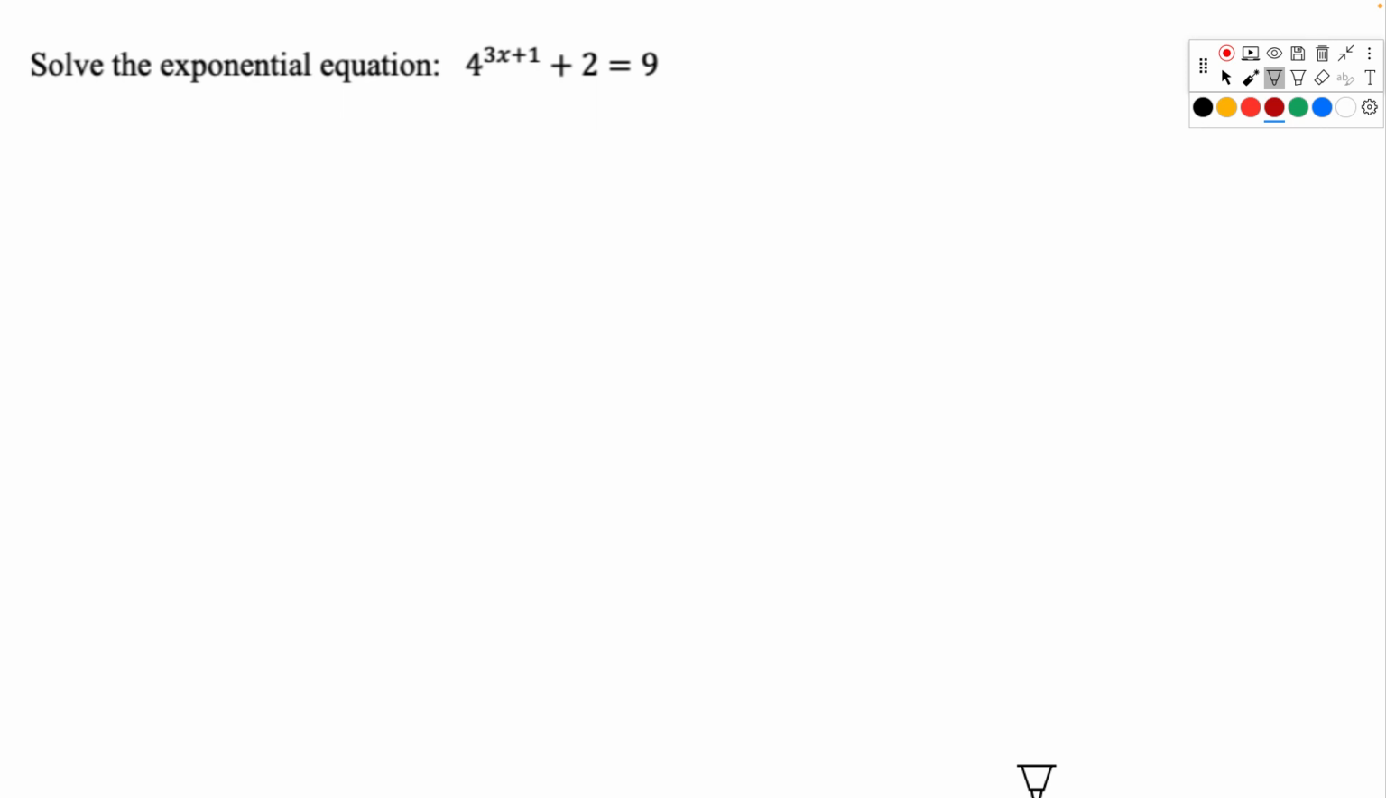Okay, so now we're going to start putting it together with another exponential equation. How would we go about solving this one? Move the 2 over. Good. So let's isolate the exponential. Nine minus 2 is 7. I can't get 7 to be 4 to some power. If I did, I could say the exponents are equal, so I can't use that one.